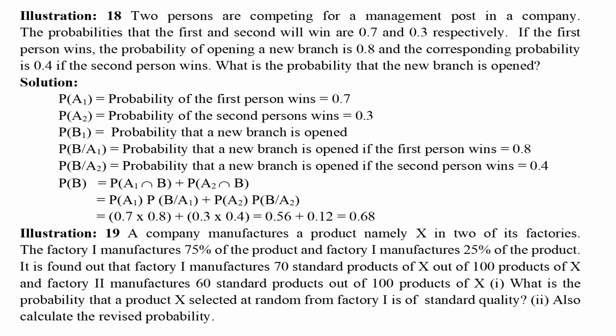Illustration 19. A company manufactures a product, namely X, in two of its factories. Factory 1 manufactures 75% of the product and factory 2 manufactures 25% of the product. It is found that factory 1 manufactures 70 standard products of X out of 100 products of X, and factory 2 manufactures 60 standard products out of 100 products of X. What is the probability that a product X selected at random from factory 1 is of standard quality? Also calculate the revised probability.